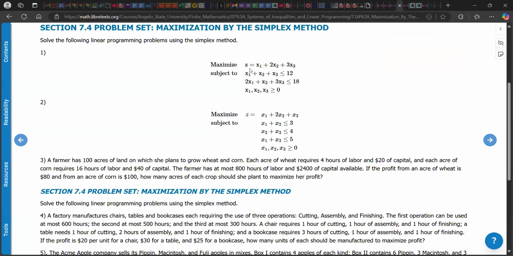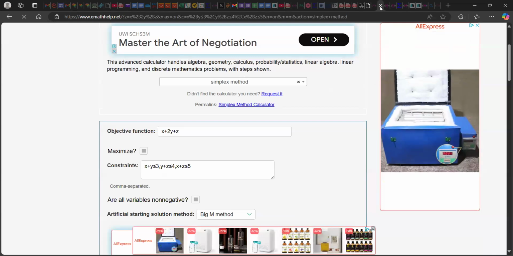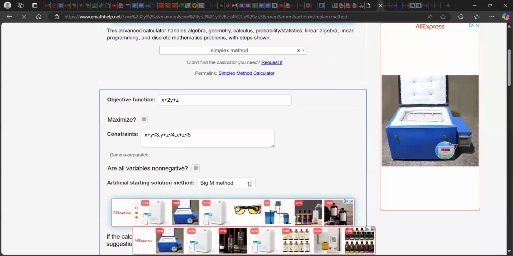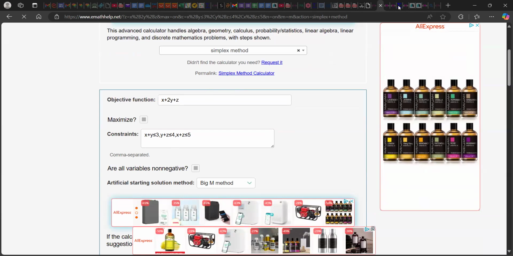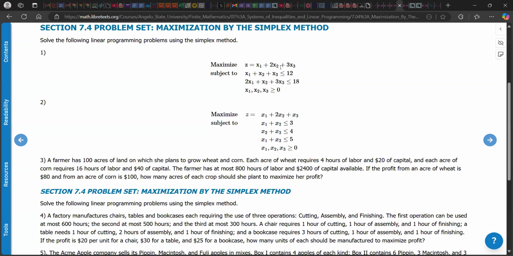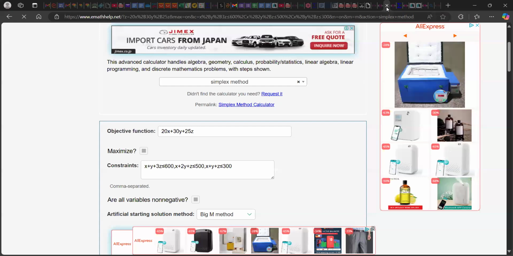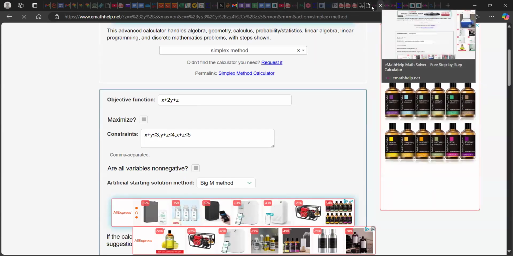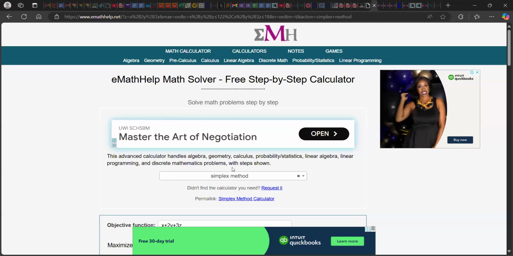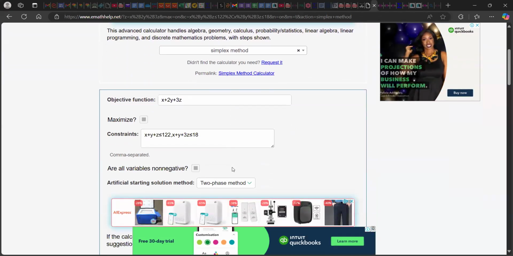I have to type it from scratch again. I'm not seeing it here. Is that it? X plus 2y plus z. Let me see. Yeah, that's it. I think this is it here.